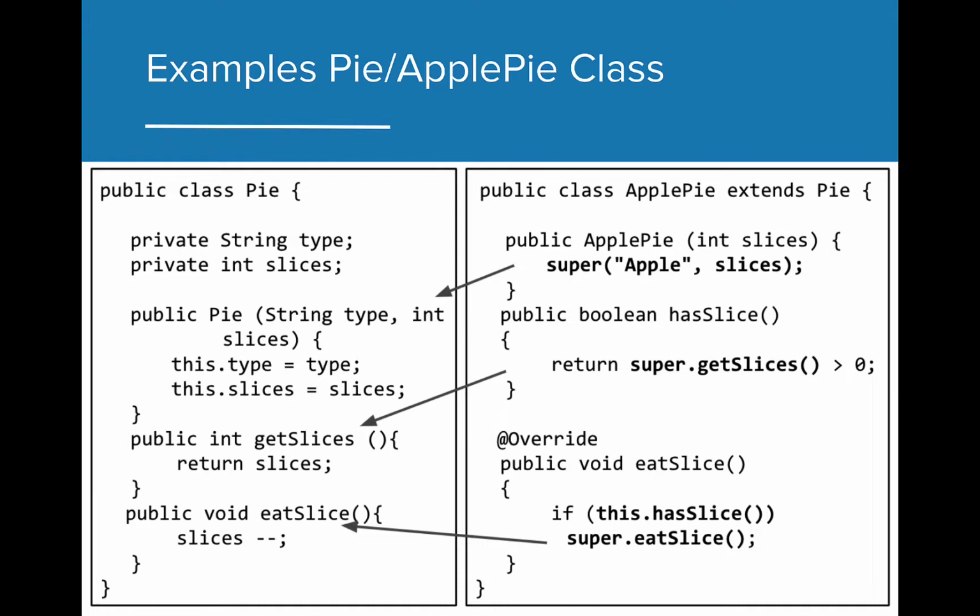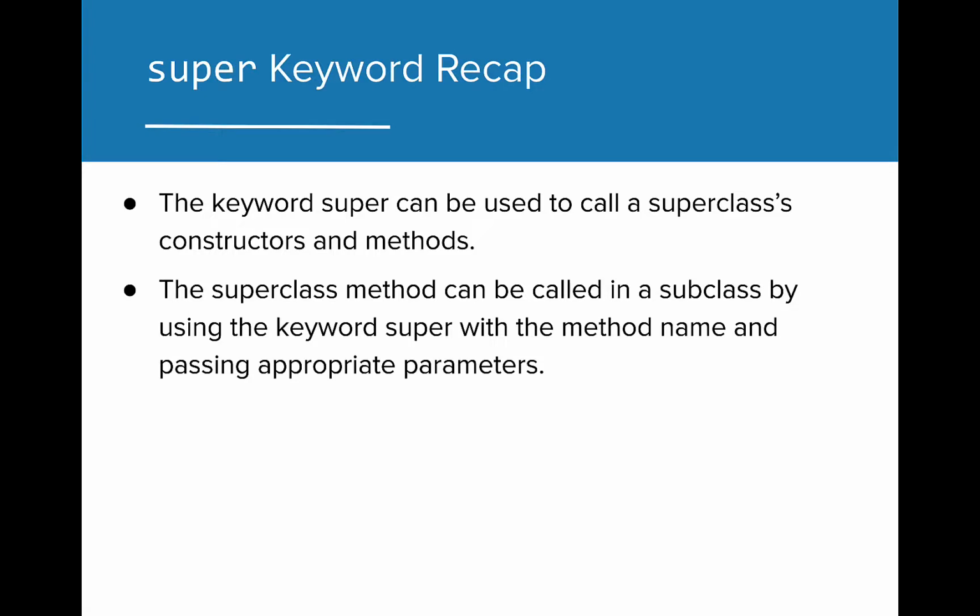One thing to note is that the this keyword is an option in the statement this.hasSlice. However, oftentimes it will be used in a situation such as this to clarify which object the method is being called from. In previous lessons, we saw how we can use the super keyword to call a superclass constructor.